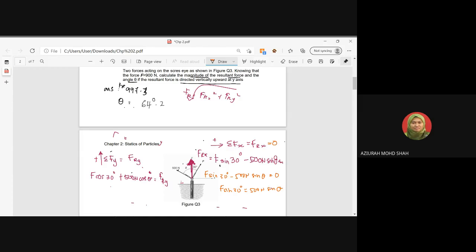Yang last time kita gunakan cosine ke sin law, saya pun tak ingat lah kot. Mungkin guna sin law kot. Sin law. So now you have an option. You can use rectangular component or you can use parallelogram to obtain the triangle, and then use trigonometric solution to solve the problem, sine law or cosine law. That's it. So ada option, ada pilihan.